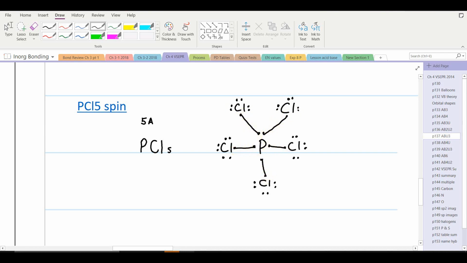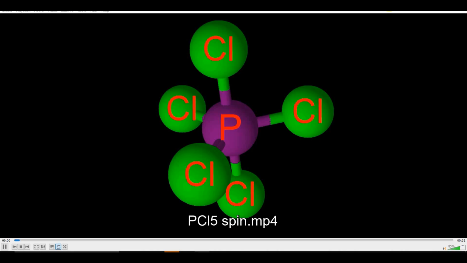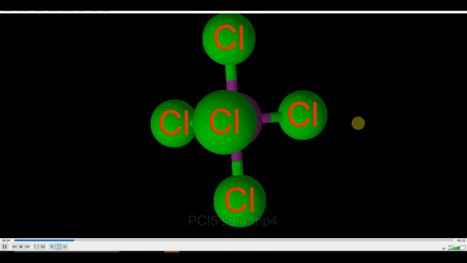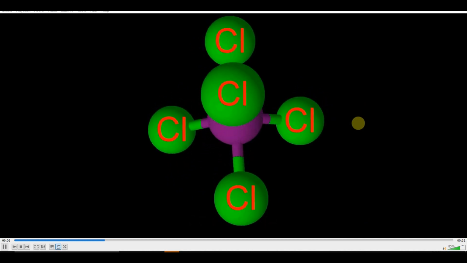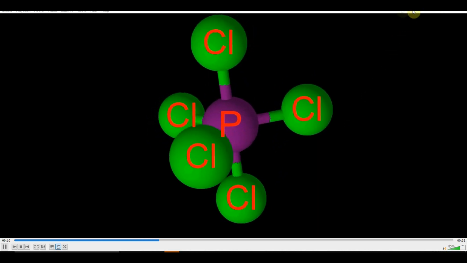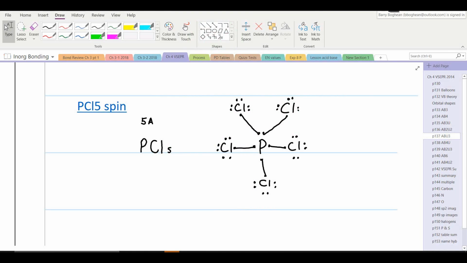Now the actual shape we're saying is going to be triangular bipyramidal. Take just a quick glance at that in case you've forgotten. Five bonded atoms around the central phosphorus atom. So how do we understand this in valence bond theory?